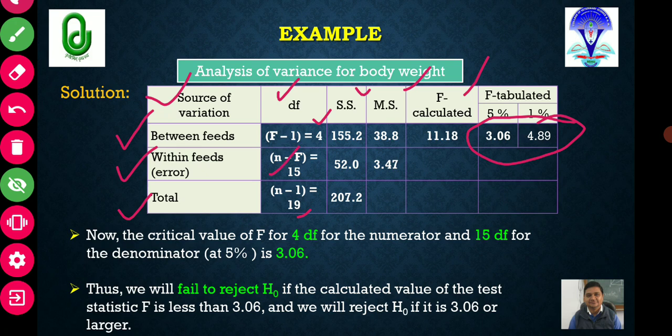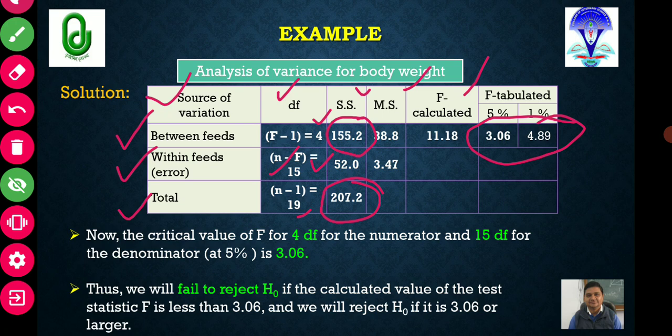Similarly, the sum of square you have already calculated: 155.2 for treatment sum of square, that is feed sum of square, and the total sum of square you have calculated as 207.2. You subtract 207.2 minus 155.2, you will get 52. Like that you obtained the sum of square.